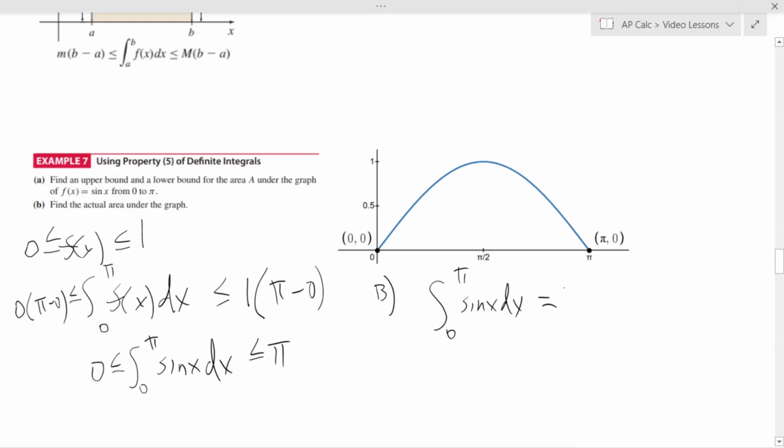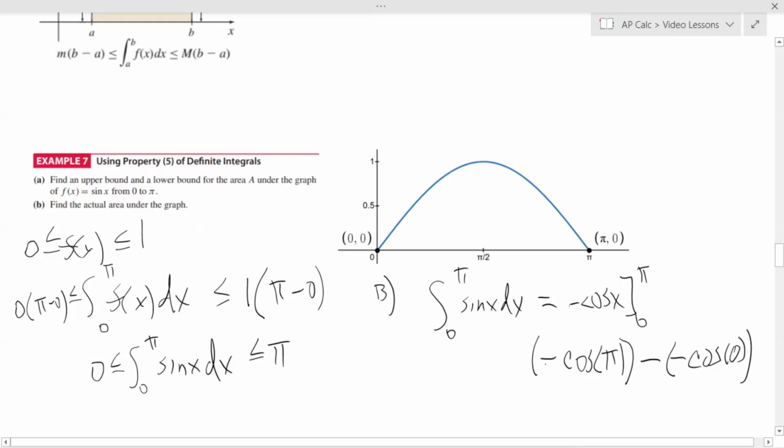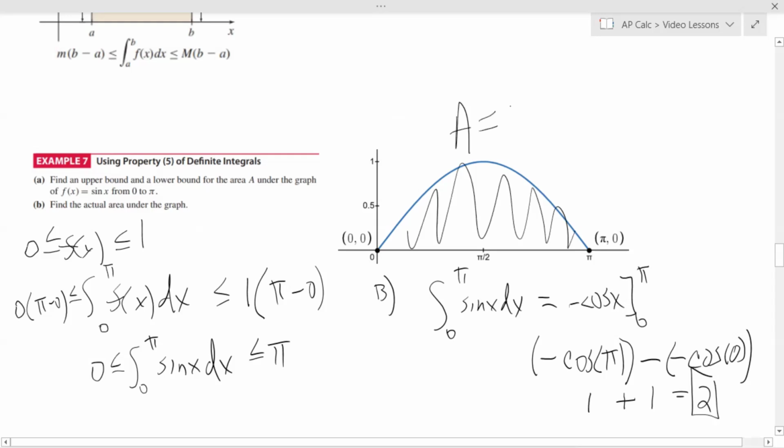The antiderivative of sine is negative cosine. We're going to evaluate at 0 and pi and subtract. So negative cosine of pi minus negative cosine of 0. All right, cosine of pi is negative 1, but you're multiplying by a negative, so it'd be 1. Minus a negative cosine is going to give you plus, and cosine of 0 is 1. So our answer is 2. That means the area of this region is 2. And notice that 2 is between 0 and pi.